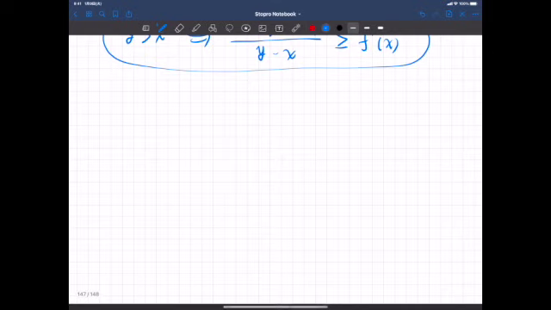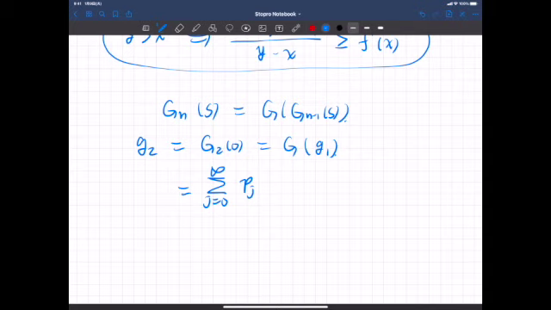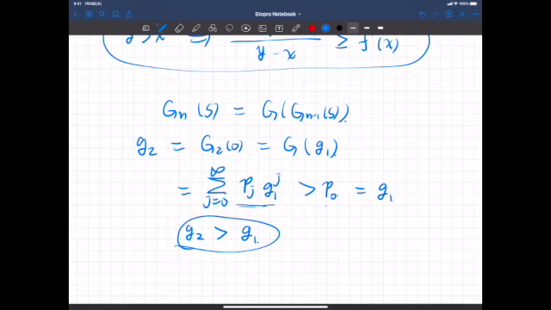So, as we have explained before, g_n of s is g of g_{n-1} of s. So, in particular, we have g_2, which is g_2 of 0, is g of g_1. But this is, by definition, the summation, j from 0 to infinity, p_j g_1 to the power of j, which is, of course, greater than p_0, because p_0 is actually one of the terms in this summation. But p_0 is actually g_1 itself. So in particular, we have g_2 is greater than g_1. Okay, so this is one fact.